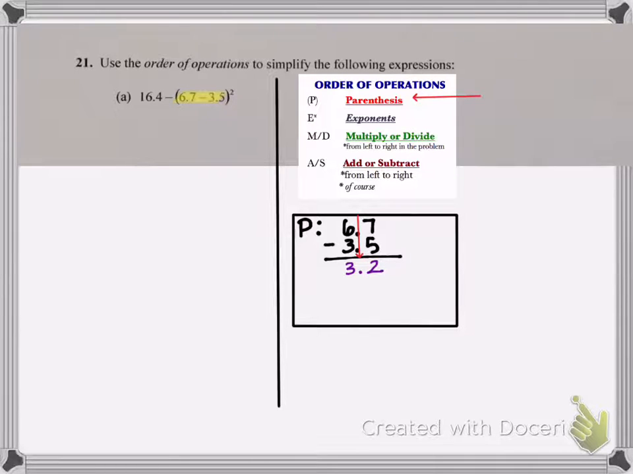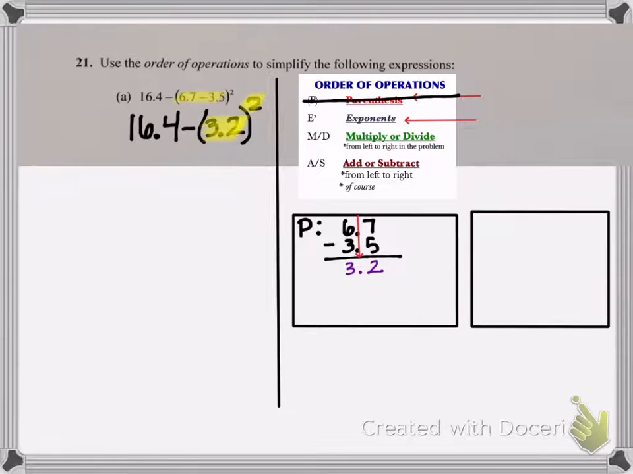So now I'm going to look on the left side of my screen, and my new expression is now 16.4 minus 3.2 squared. I'm all done with the parentheses step. Next is exponents. If I look in my expression now, I need to take care of the exponent of 2, which means I'm going to do 3.2 squared. So let's set up some space to do 3.2 squared.